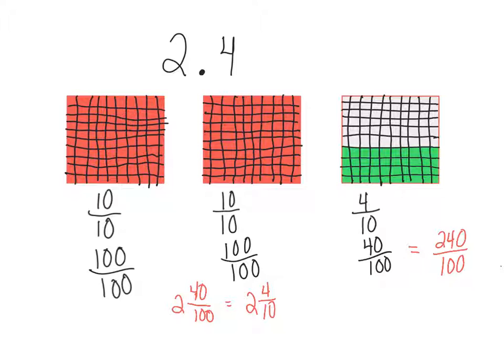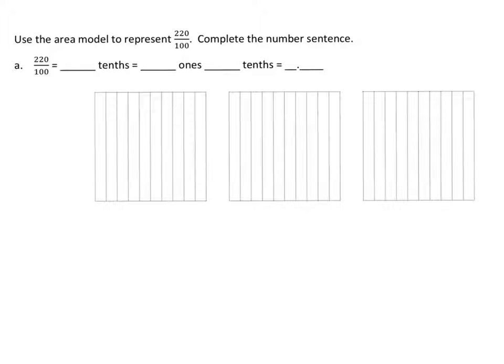It's the same thing. We divide the top and the bottom by 10 like we have done before. We can also say that it is equal to 2 4/10, like we originally started from. All right, so use the area model to represent 220 hundredths and complete the number sentence.